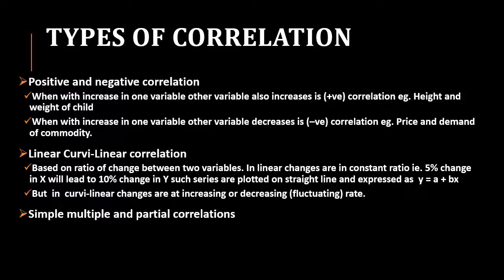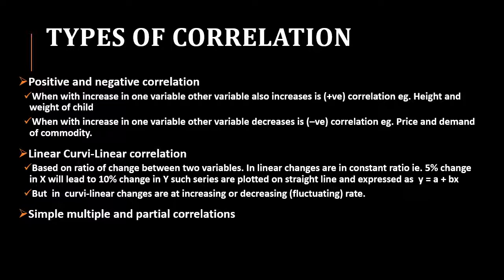There are three types of correlation: positive and negative correlation, linear and curvilinear correlation, simple, multiple, and partial correlation. In positive and negative correlation, when the two variables deviate in the same direction, that is, an increase in value of one variable leads to an increase in the value of another variable, and a decrease in value of one variable leads to a decrease in value of another variable, this is called positive correlation. For example, price of commodity and quantity of commodity supplied, height and weight of a growing child.